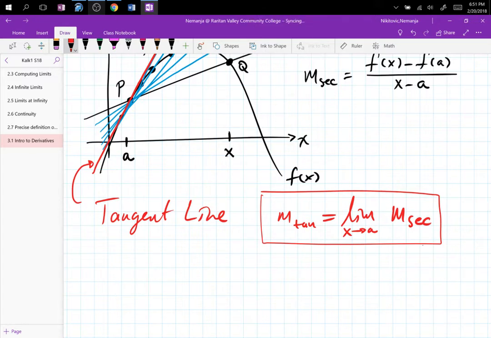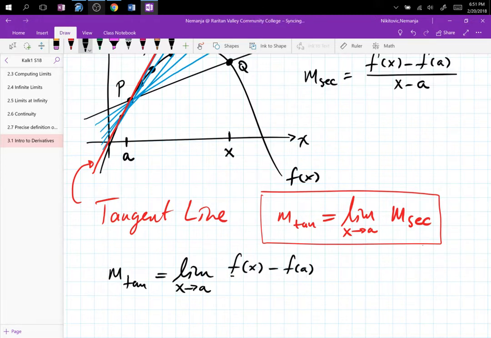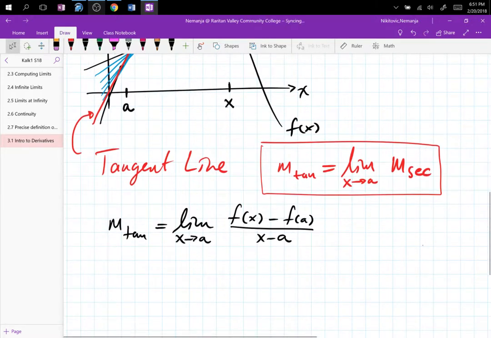So now you might go, so what? Let's see. So now what I found is that the slope of the tangent line is the limit as x goes to a of f of x minus f of a divided by x minus a. And yeah, not really user-friendly to compute things.